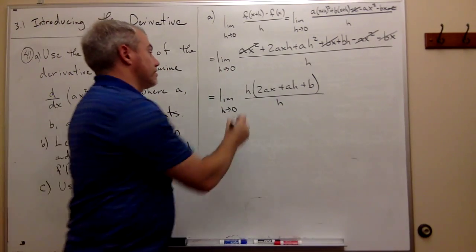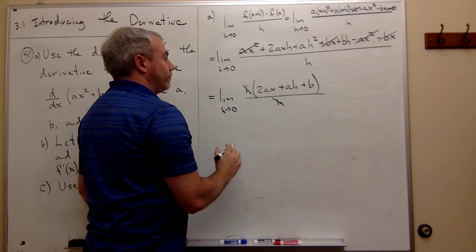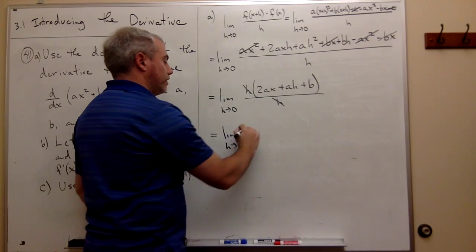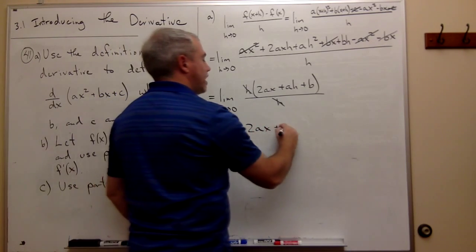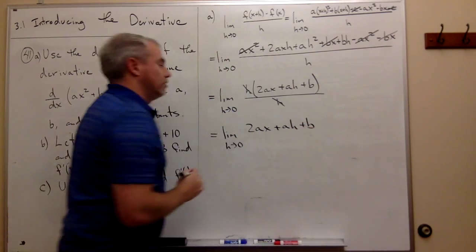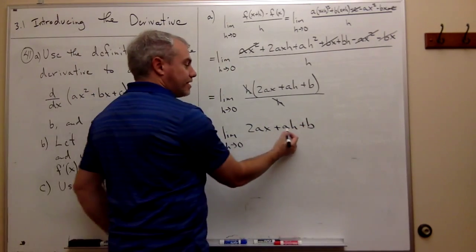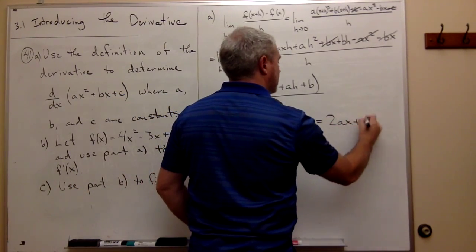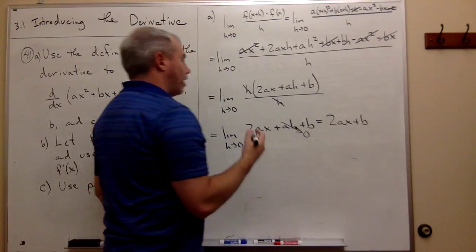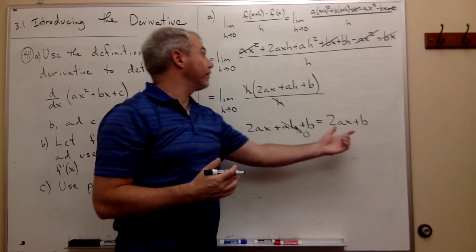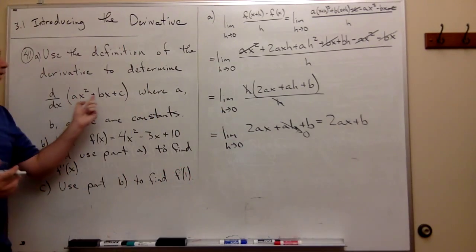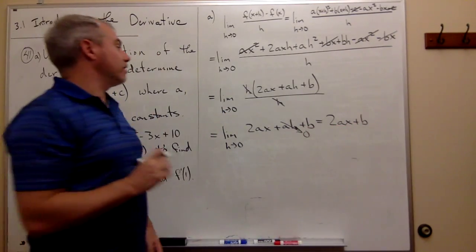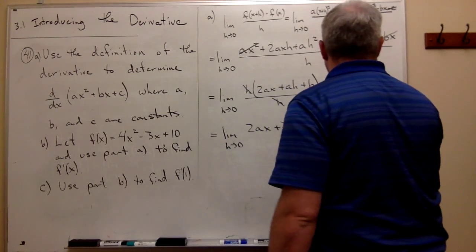Notice now that the h's cancel, and I'm left with the limit as h goes to 0 of 2ax plus ah plus b. And as h goes to 0, this ah becomes 0, and I'm just left with 2ax plus b. And so what I calculated is that the derivative of this function, ax squared plus bx plus c, is 2ax plus b. All right, now let's look at what part B asked us for.